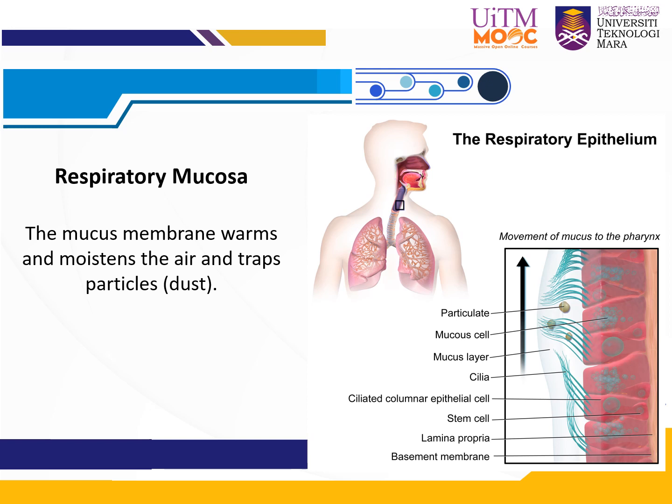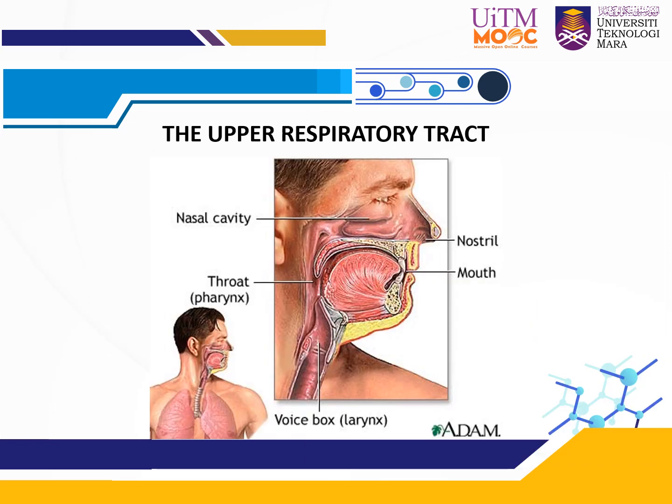And you can see on the right side of your slide the picture of the mucous membrane along the respiratory tract, which has the mucus layer, and we have cilia, the hair-like component that helps to brush the dust out from the throat. So that's a little bit of the introduction of the respiratory system.